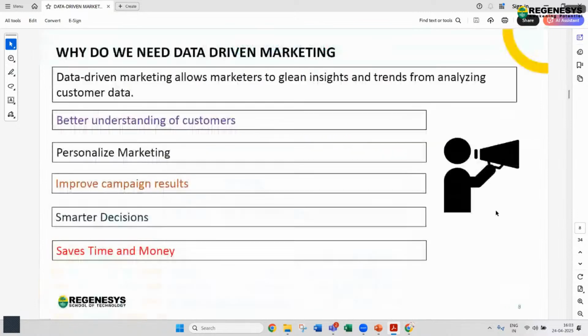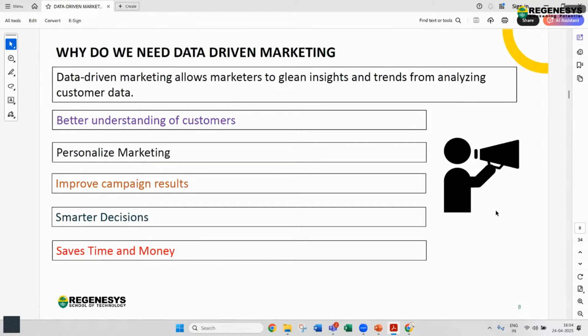This data-driven marketing will give us a better understanding of customers. As the marketers look into the insights of the customer, it becomes easy for them to personalize the marketing schemes and they can improve the campaign results. And through this, smarter decisions can be taken by the company, which saves not only time but money also.